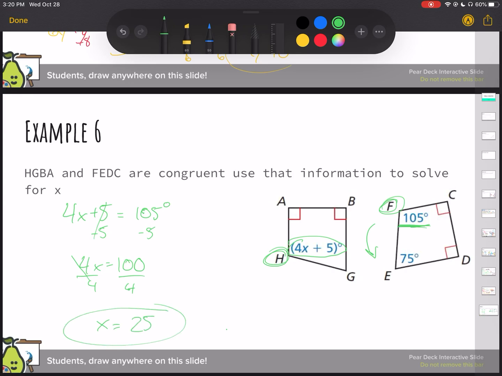And so if I wanted to check that, plug 25 back in for x. 4 times 25 is 100, plus 5 is 105, which is what it should be equal to, so we've checked our answer. All right, so now what we've practiced is taking the idea of two things being congruent to solve for missing angle measures, missing side lengths, that sort of thing, using the understanding that if things are congruent, specifically angles and side lengths, then their measurements are also equal.